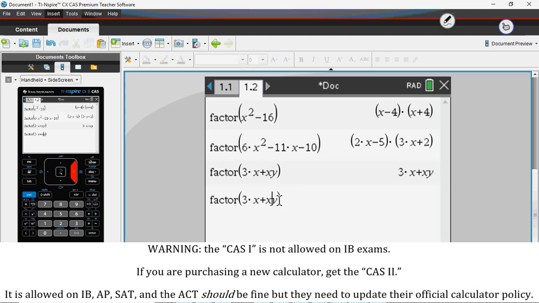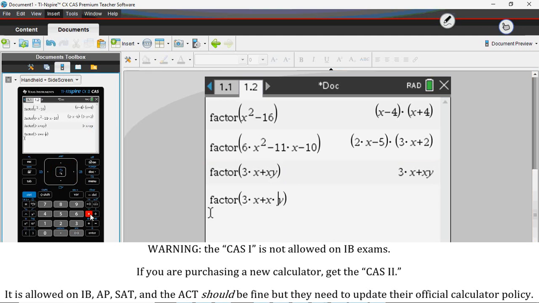The issue here is we need to put a multiplication symbol in between the x and the y. I know that xy means x times y. You know probably that xy means x times y. But the calculator actually thinks that xy is a new variable all by itself, xy. So we need to separate it for the calculator, and now it'll factor it just fine.